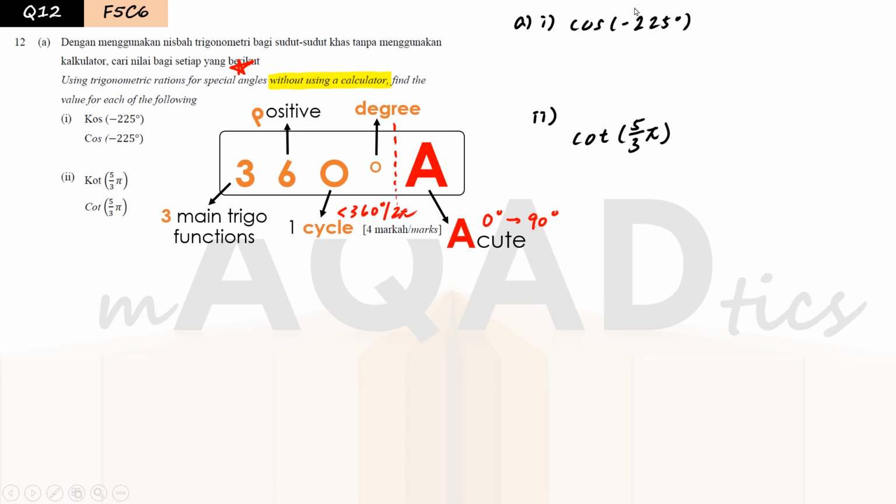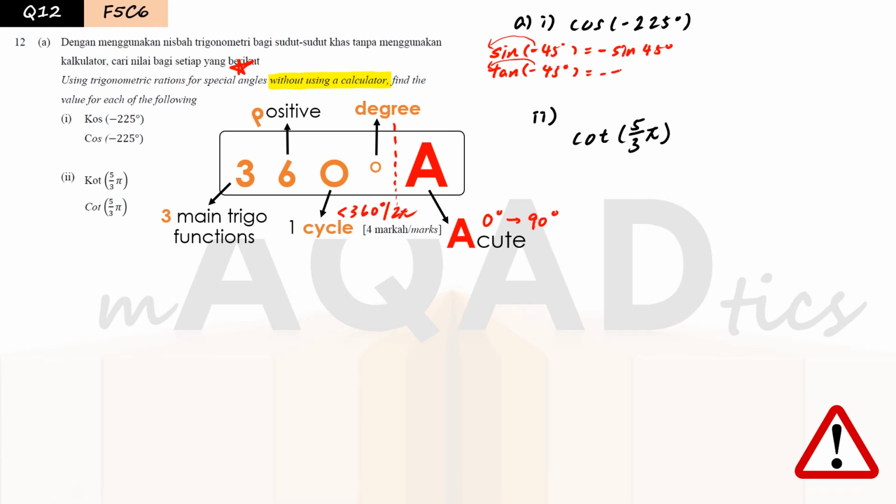So if we see the angle inside here, this is a negative value, so we need to change it to positive. But how do we do that? This one we need to recall something that we have learned in this chapter. For sine and tan, if we have negative angles, let's say negative 45 degrees, if we want to remove the negative inside the bracket, we just need to pull it out. So it will be negative sine 45 degrees and negative tan 45 degrees.